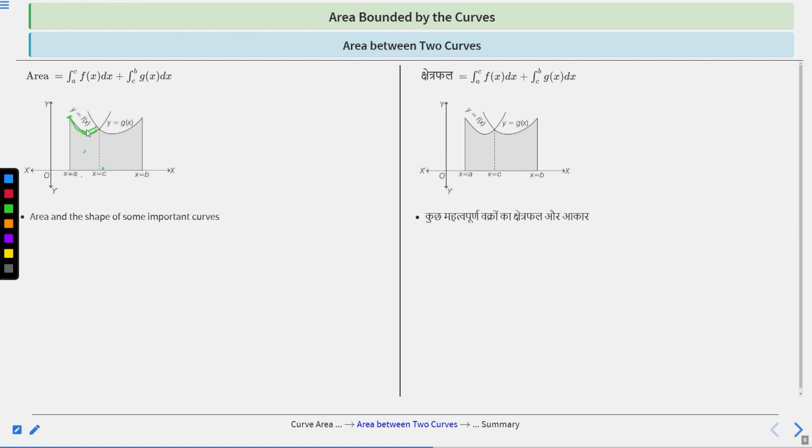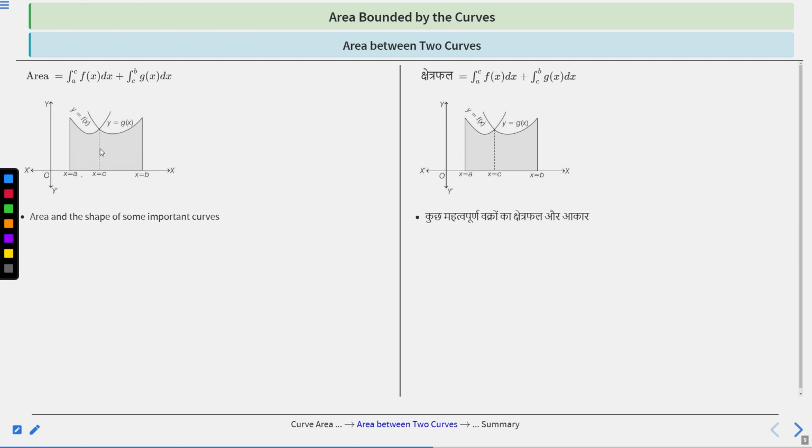Integration of a to c f(x), because we are integrating f(x) there, plus integration of c to b g(x), because we have to find the area under g(x) in the interval c to b. Clear? Therefore, the whole area will be integration of a to c f(x) dx plus integration of c to b g(x) dx. Right? Therefore, the area of the shaded region can be easily calculated.